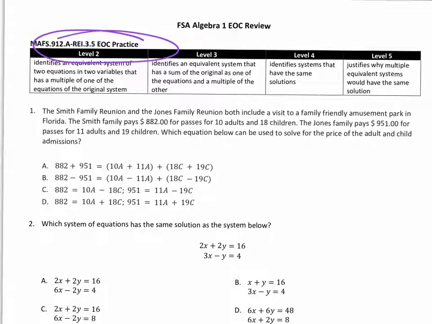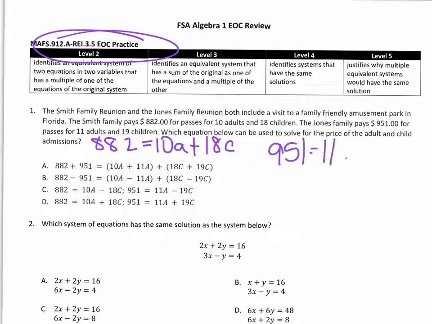Okay, let's start with number 1. So number 1, they have families going to an amusement park, and the Smiths are going to pay $8.82 for passes for 10 adults plus 18 children. The Jones family is going to pay $951 for 11 adults and 19 children.